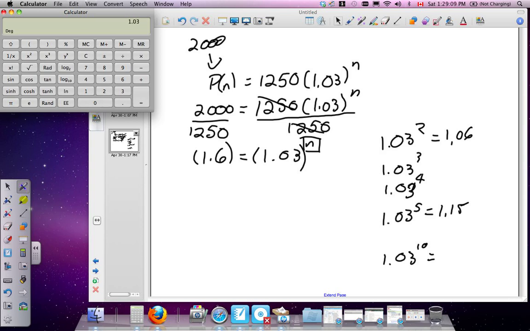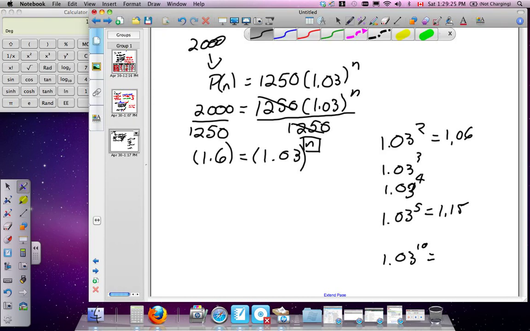This is the trial and error method, right? Got it. 15 is 1.55. Okay, let's try 16. Hey, that one's closer. Yeah, that one's close. So it's going to take approximately 16 years. So that's kind of the trial and error method.